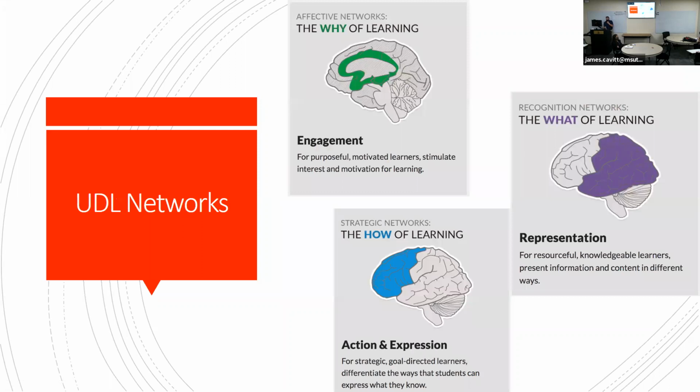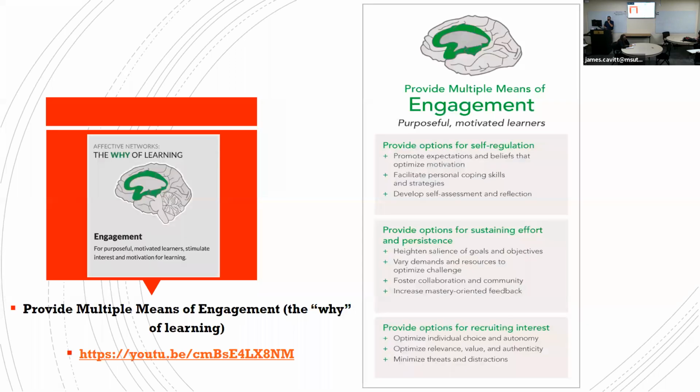Okay, so now we're going to look at the three different networks, and we're going to look at first the network of why of learning. Why do we do learning? The purposeful, motivated learners, and how it's engagement. So we're going to look at engagement, and engagement's an interesting thing. It's provide options for self-regulation. Here's a very interesting thing.